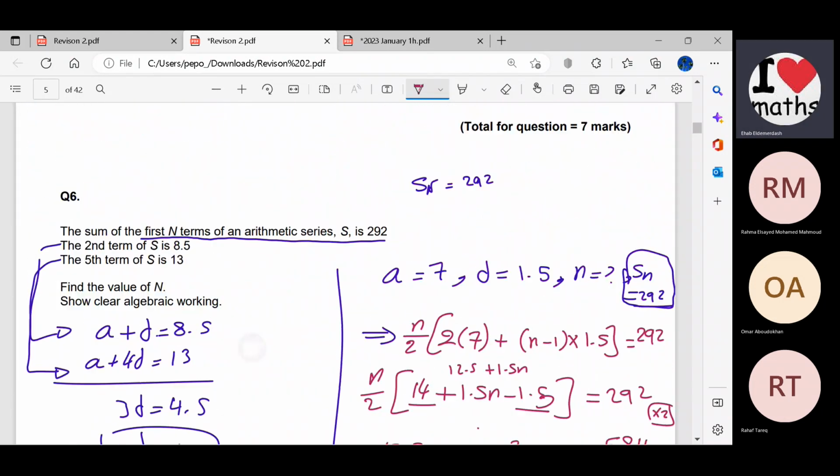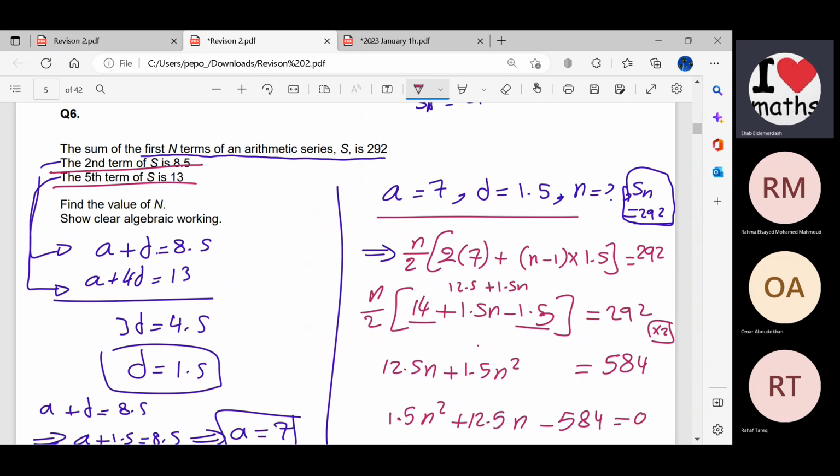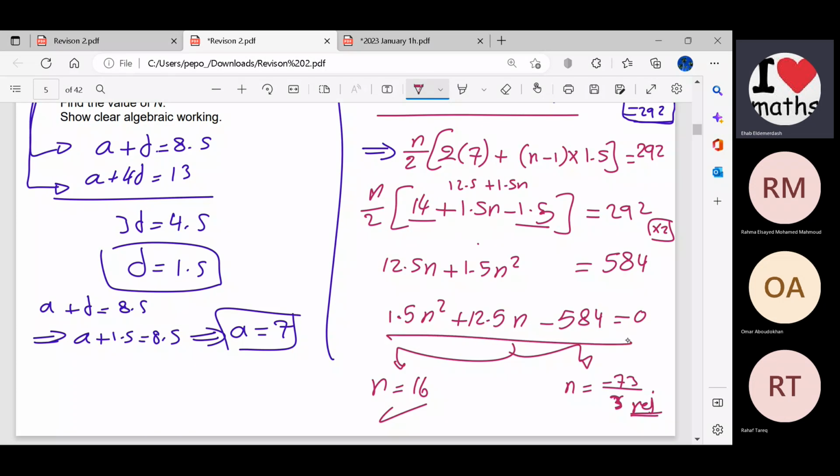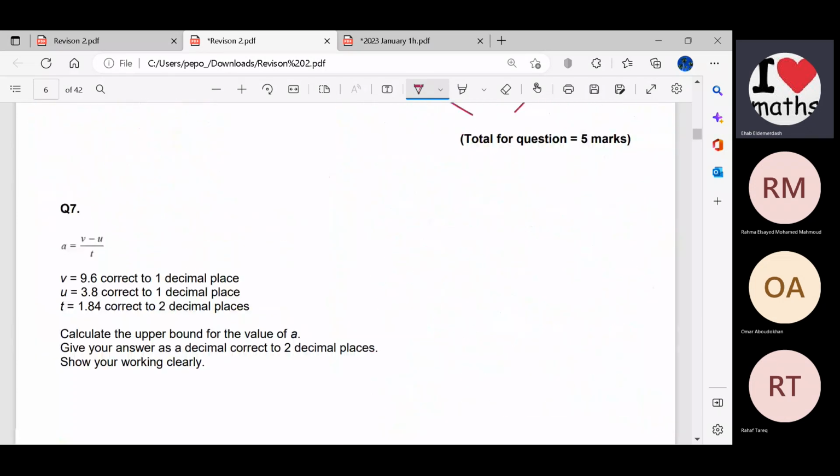It's a very easy question. We just went through the definition of the first statement and the definition of the second one. We translated both statements, solved them together, and found the values of a and d. After that, we went through the sum of the nth term, which relies on a, d, and n, and Sn for sure. I have these three, so the remaining one was n. We made the replacement and simplified, got a quadratic equation, solved it, and found the value of n.